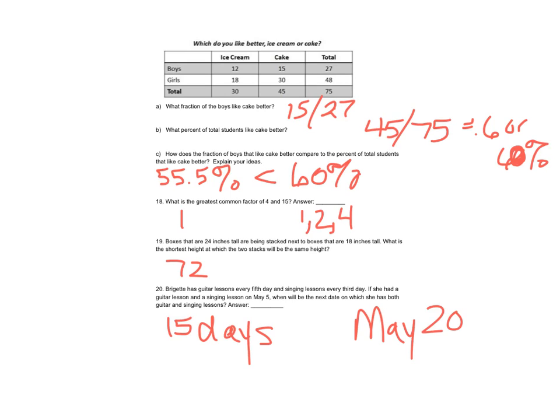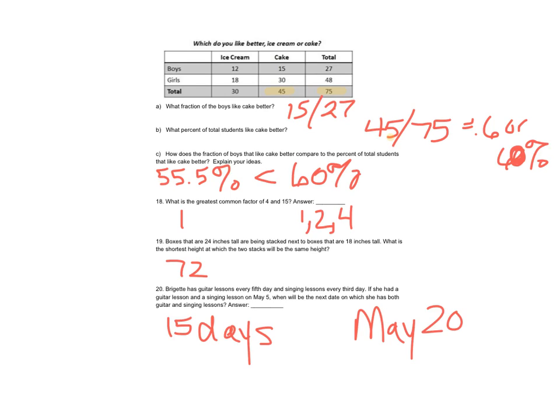Okay, so total students is 75, and there are 45 that like cake. So 45 75ths, and they want to know a percentage, so we've got to divide 45 by 75, so that's 0.6 or 60%. Now, how does the fraction of boys that like cake better compare to the percent of total students that like cake better? Well, really, you've got to look at that 55.5% of boys like cake is less than 60% of all students that like cake.